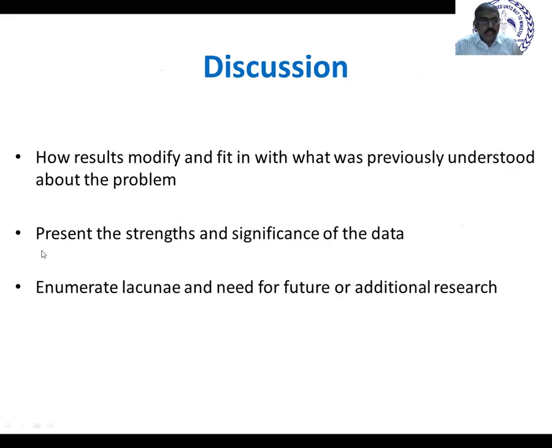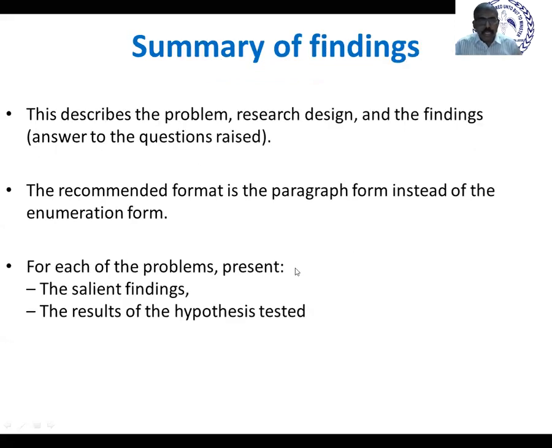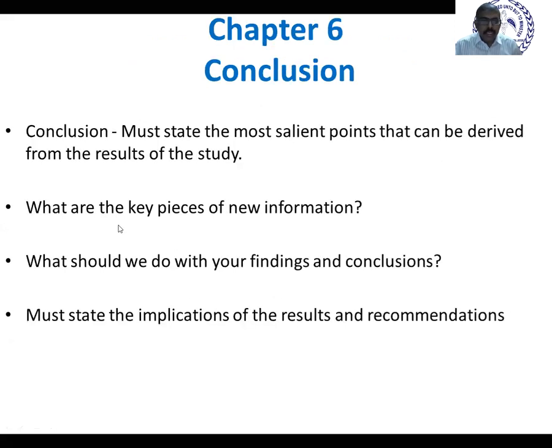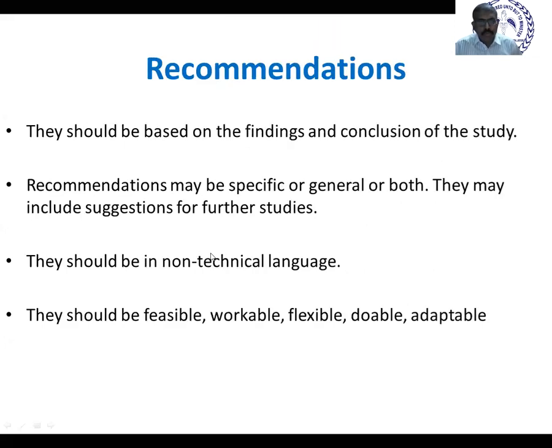Then at the end of the discussion, you should write what the limitations of the study are. So what is your study missing? You have to find that out. Summarize the salient findings and results of the hypothesis tested. So what did you find out at the end of the day? And the conclusion: what are the key messages, what did you find out, and what do your results implicate. So this study has shown this, and it should be done in a larger cohort of patients to see more effects. That's what you have to conclude.